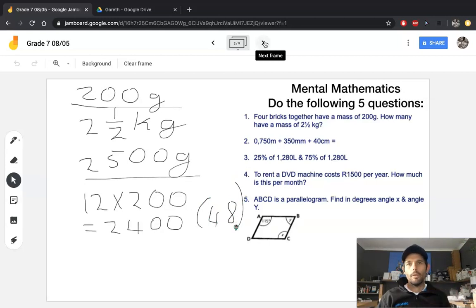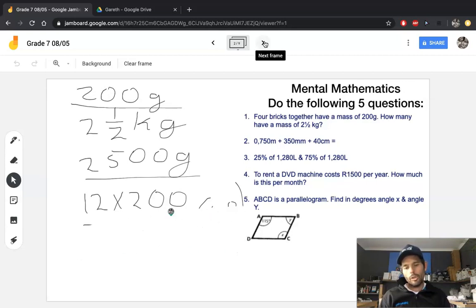Okay, then I've just got 100 grams to go, and if I know 4 bricks equals 200 grams, then half of that must be 2 bricks, which gives me that 100 grams. So it's 48 plus 2 gives me 50 bricks. Okay, so if you go and work that out, how many groups of 4 are there in 50? There are 12 groups of 4 in 50. 12 times 200 is 2,400. And then I take those additional 2 bricks, which we worked out was 100 grams, put it with the 2,400, and we get our 2,500 grams, which is 2.5 kilograms.